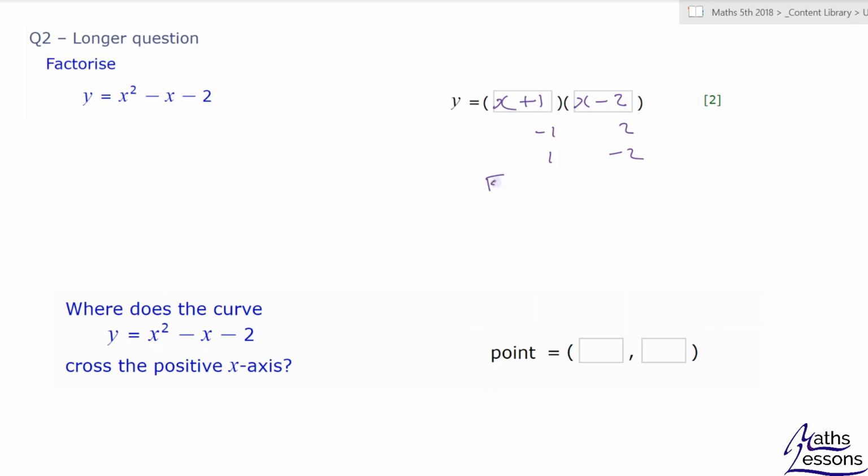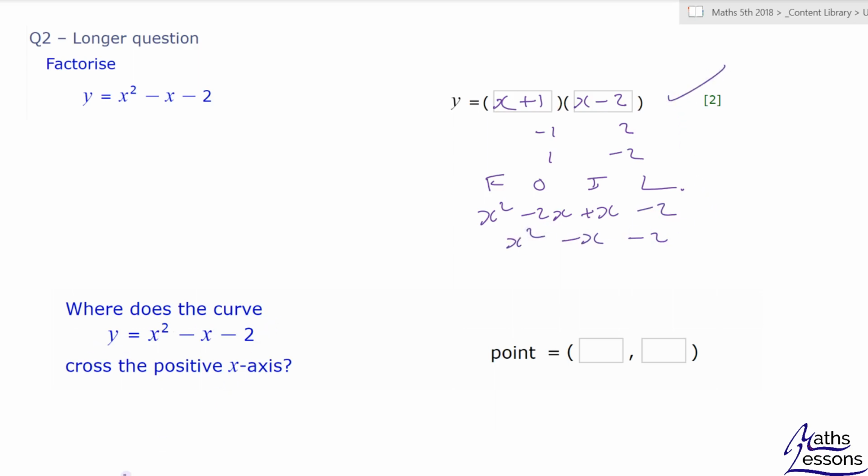We can multiply it out. Let's just do FOIL to check our answers. We always have lots of time in the GCSE, so check your answers. First two things: x squared. Outer two things: minus 2x. Inner two things: plus x. Last two things: minus 2. Add these two together, you get the minus x, you get the minus 2. So we've got that right.